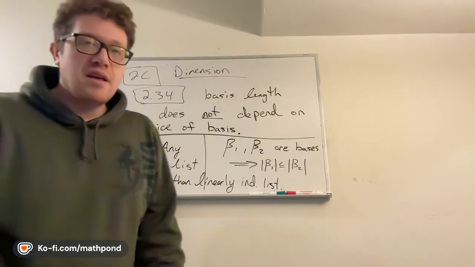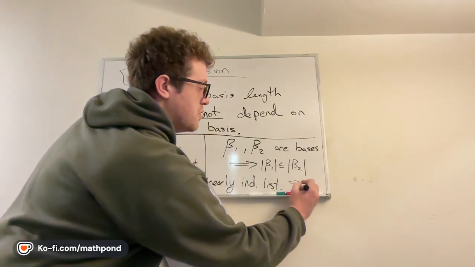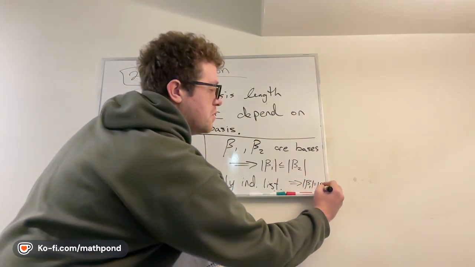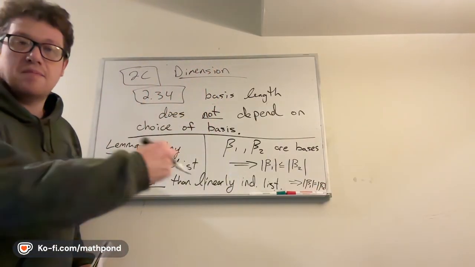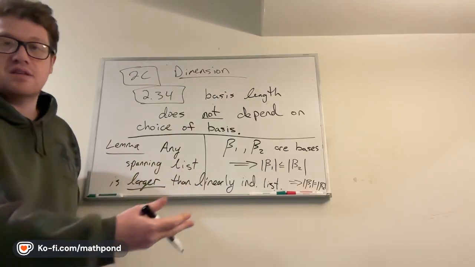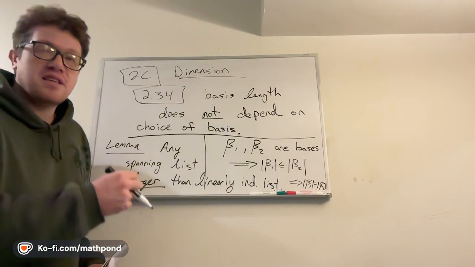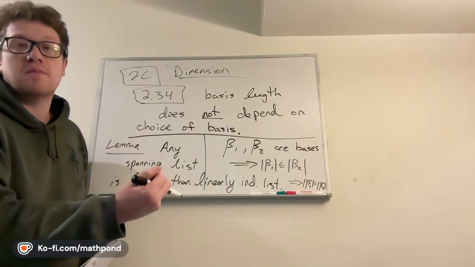Okay, and then here, I didn't really write it, but our final conclusion is that the size of beta 1 is equal to the size of beta 2. So every basis necessarily has the same size, because remember a basis is a list of vectors. And since the basis has this unique integer size, we define that to be the dimension.